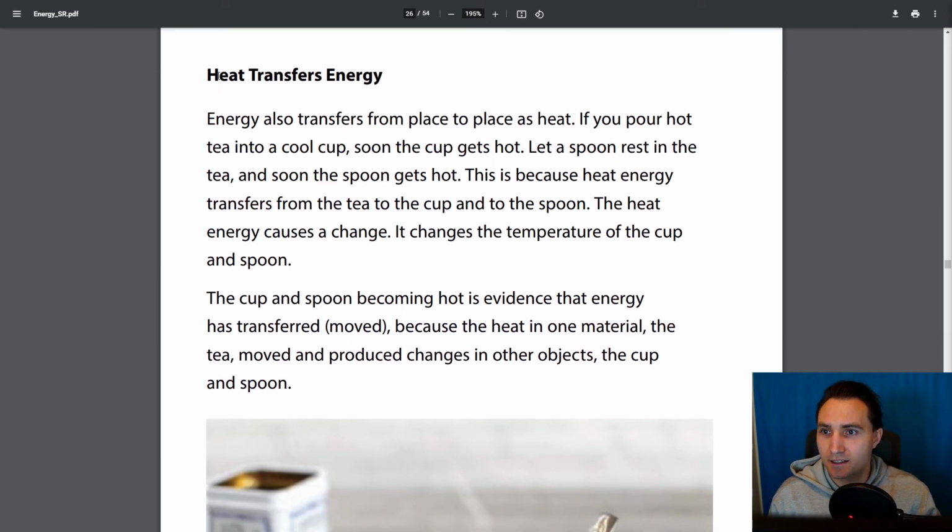All right, Sonny, what does this paragraph say? What's the heading of this? Heat transfers energy. Good job.